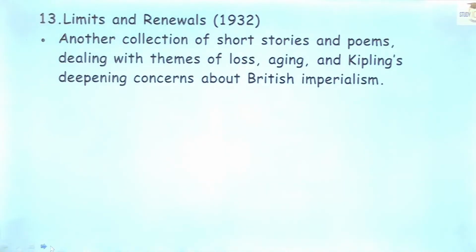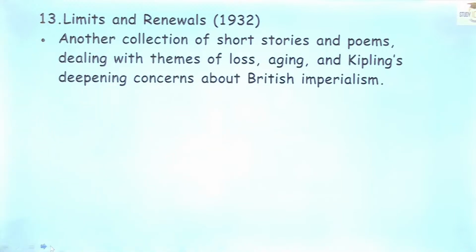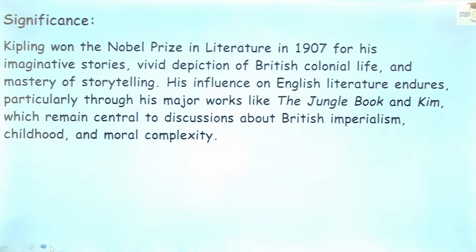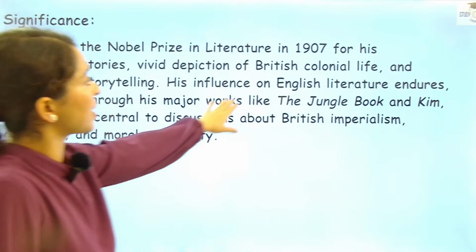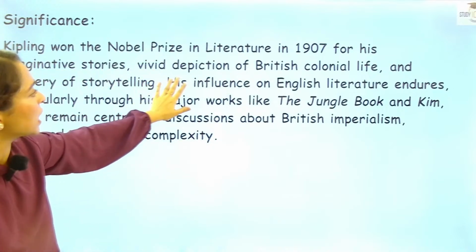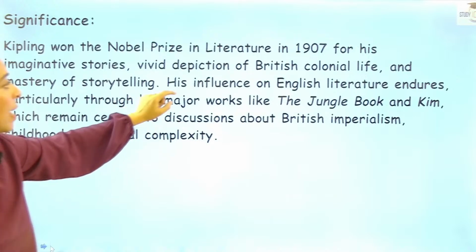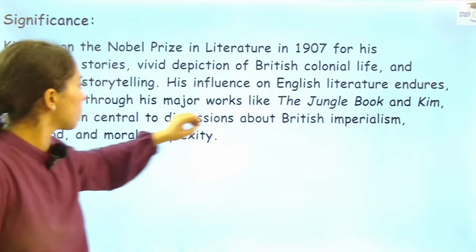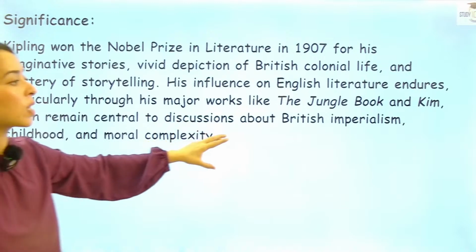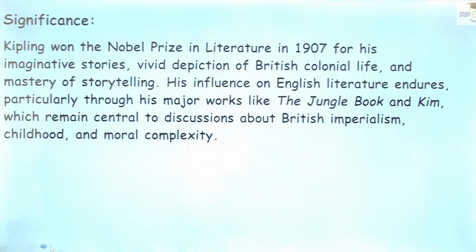Then you have the next work, his 13th important work, Limits and Renewals, another collection of short stories and poems. Now, Kipling won the Nobel Prize in Literature in 1907 for his imaginative stories, vivid depiction of British colonial life, and mastery of storytelling. His influence on English literature endures, particularly through his major works like Jungle Book and Kim. Very, very famous works. Okay, so he is a very important author of British imperialism.